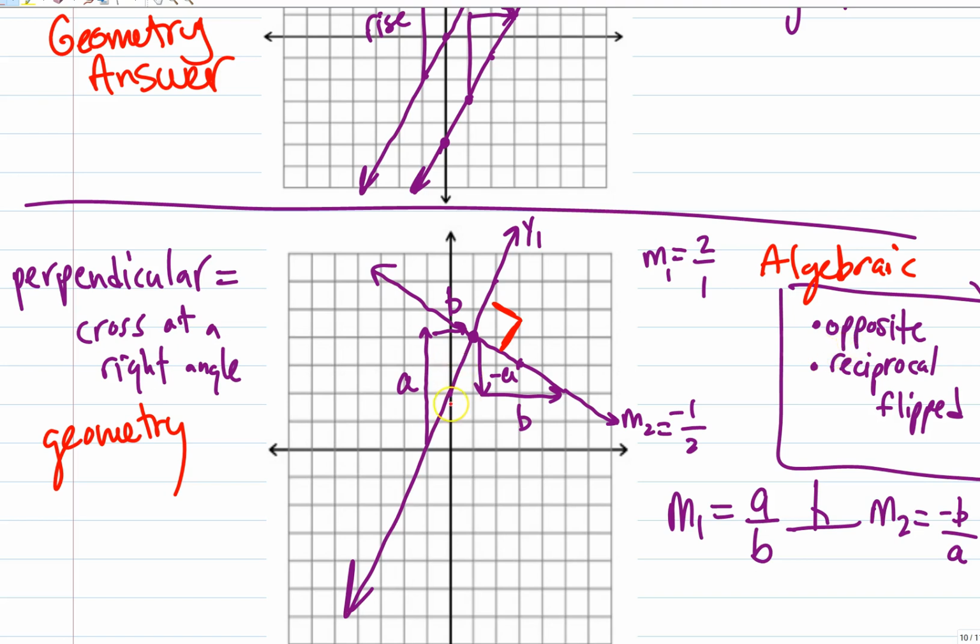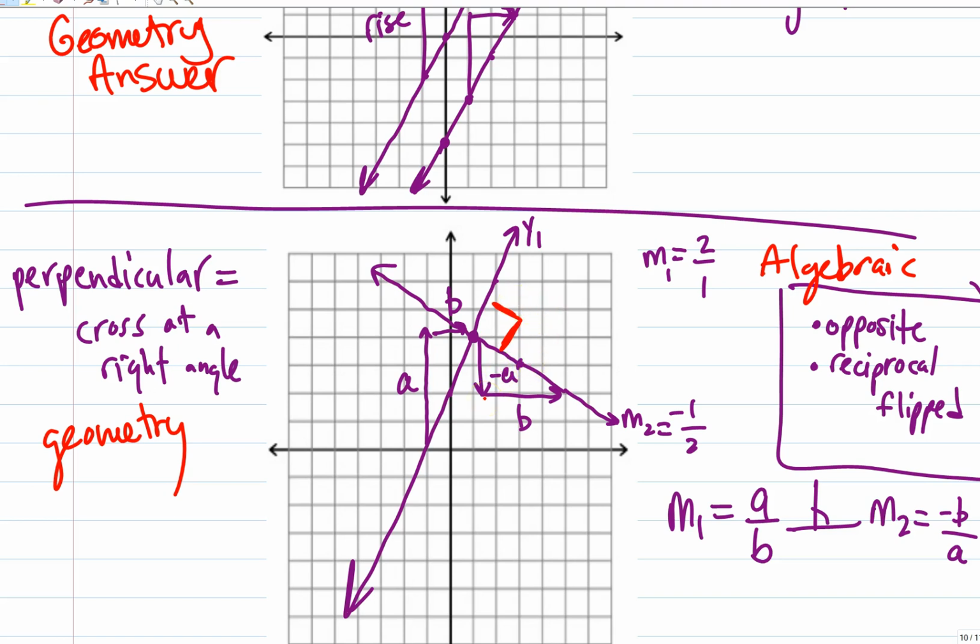If one is positive, A over B, the other one must be negative A over B. It must be going down. If one goes up, the other goes down. Does that make sense so far? But that's not enough. Opposite slopes don't make them perpendicular. And so what I did is I actually chose two numbers here. I drew some lines that cross at this nice 90-degree angle.